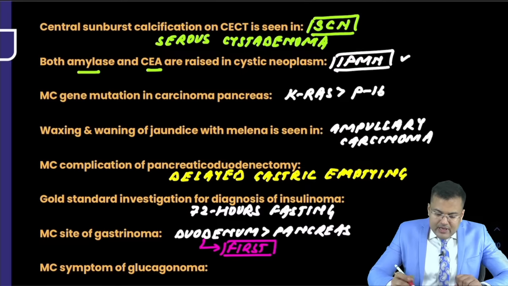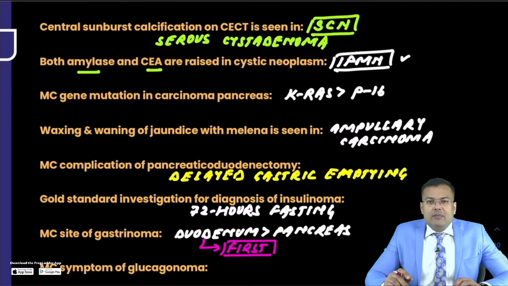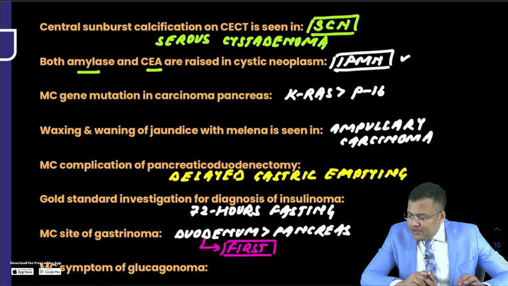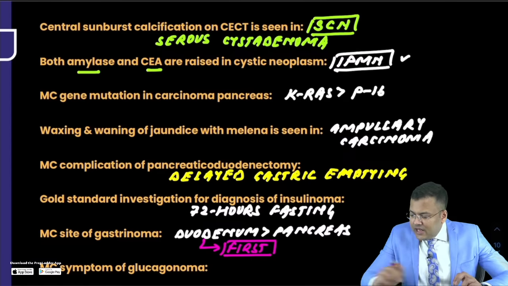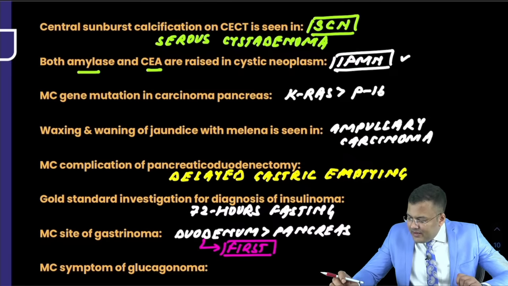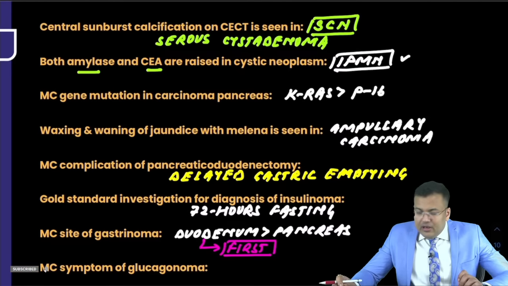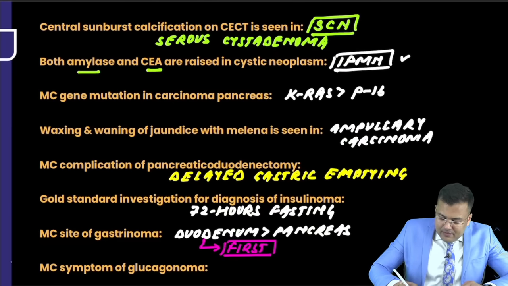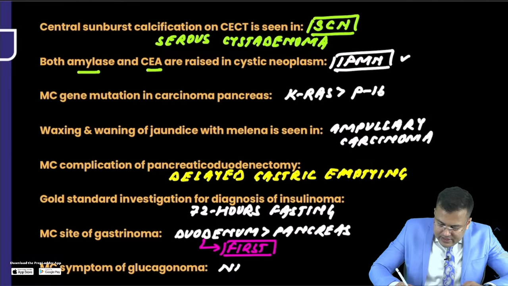So it is duodenum. Another very easy question, most common symptom of glucagonoma. Tell me, most common symptom of glucagonoma, Uma, Joy, Vrushali, tell me. Yes, very good. Salmonella, Jiten Yadav. Paracetamol, very good. It is NEM, necrolytic erythema migrans.